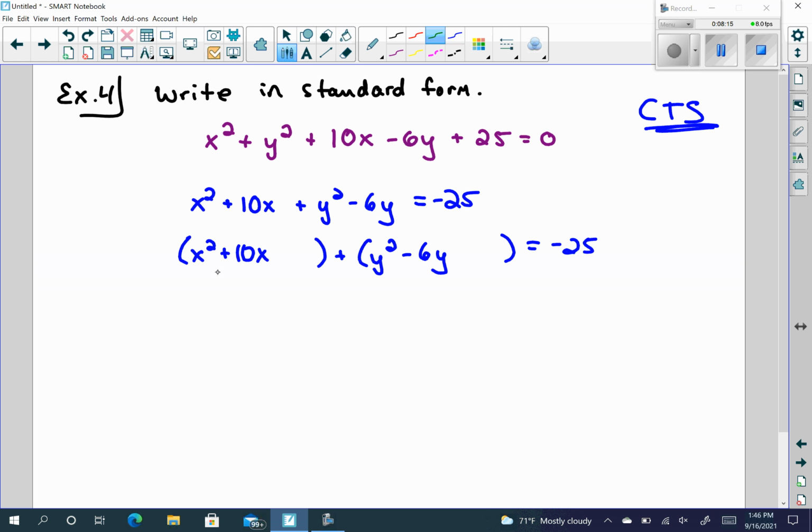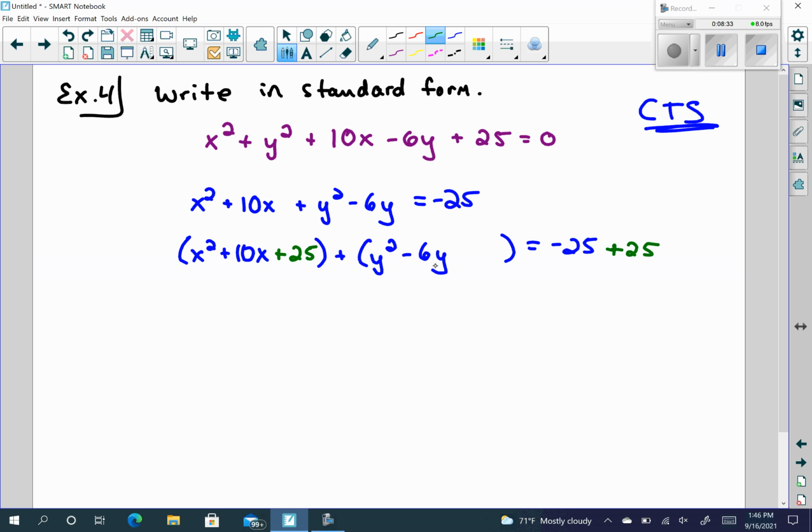So I'm going to complete the square here. Remember, this is where we're going to take half of the 10, which is 5, and then square it. So half of the 10 is 5. 5 squared is 25, and that's what I add here. And since I added it to this side, I need to add it to the right side.